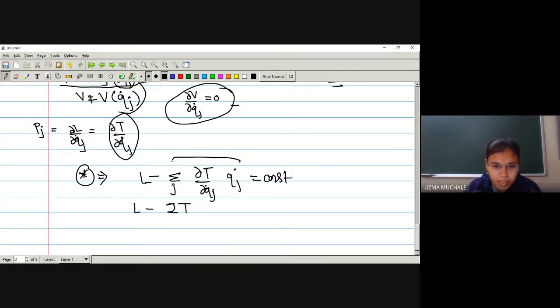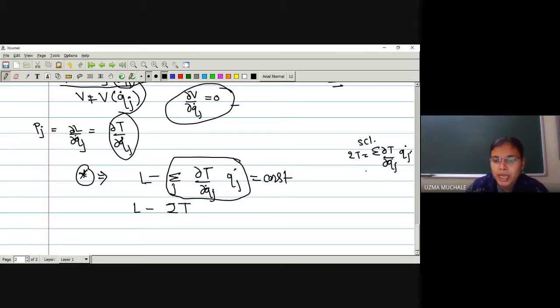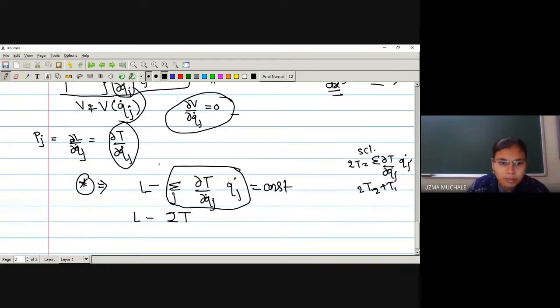That means this equation we have seen in the last lecture, that summation over j dou T by dou qj dot into qj dot is equal to 2T. We proved this in the conservative case. Rather, we can say in the case of scleronomic, we have proved 2T is equal to summation over j dou T by dou qj dot into qj dot, by using Euler's formula. And in the case of rheonomic constraint, we have proved it is equal to 2T2 plus T1, right?